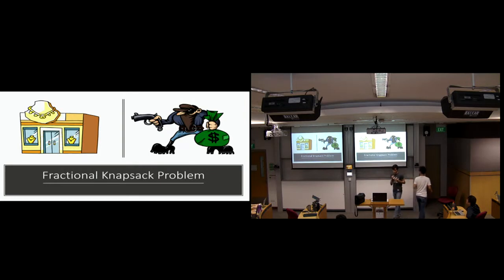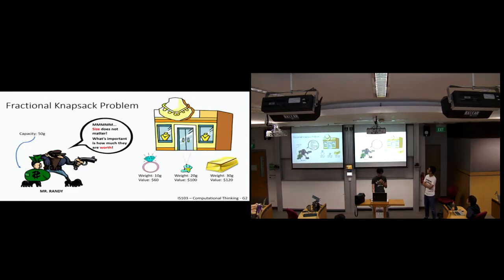So the last example would be the fractional knapsack problem, and the scenario is similar to the one before. We have Randy, who decides to rob a bank which has 3 items: a ring, a sparkly necklace, and a gold bar. To him, size does not matter, and what's important is how much the item is worth. He's carrying a bag, or knapsack, with a capacity of 50 grams.